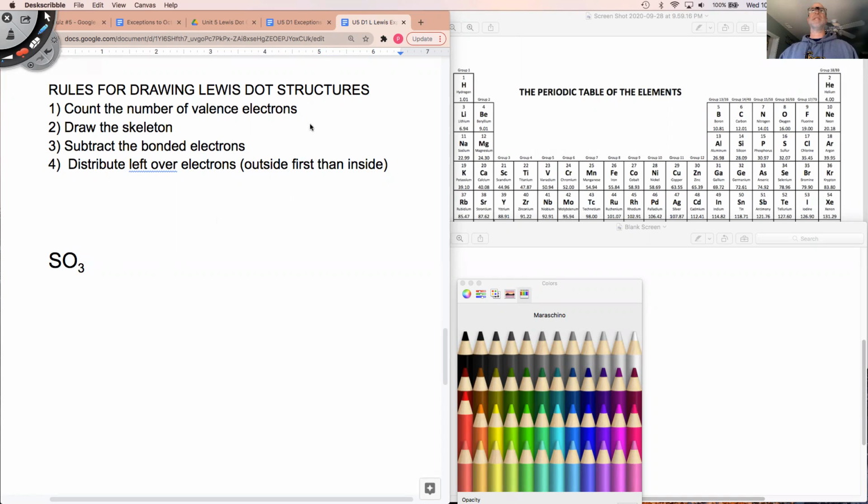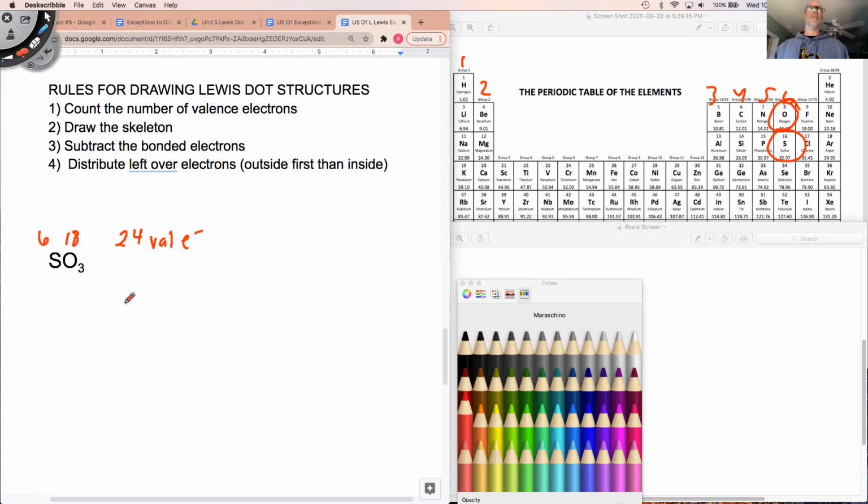The first thing we do is count the valence electrons. Sulfur has 6 valence electrons. How many valence electrons does oxygen have? Oxygen has 6 valence electrons, but there's 3 of them, right? So how many total electrons are due to the oxygen? That's right, 18. So the total number of valence electrons for this compound is 24.